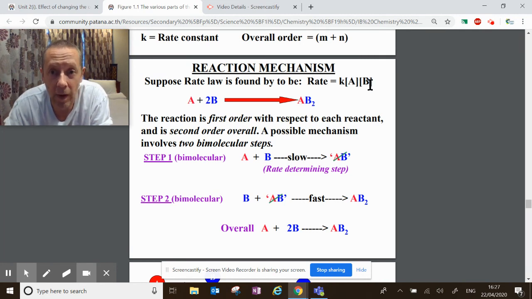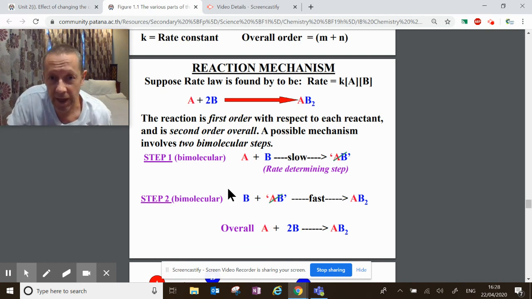So 1, 1, to reinforce, not the same as these coefficients in the balanced equation, which are 1 and 2. Okay, now why is that the rate equation? Why is it first order with respect to each of those two reactants? To answer that question and to understand why, we need to look at the sequence of steps that are involved in the conversion of reactant to product.